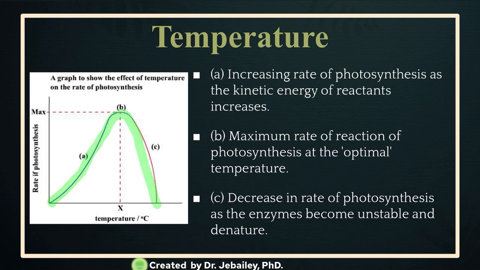So the rise is because there's more kinetic energy, right? There is more action, moving of the reactants. They're speeding up, they're bouncing into each other. So there is a lot of photosynthesis happening until it reaches the optimal temperature, right? After that, what happens? Enzymes become unstable, denature, that means they die. And that's why the rate of photosynthesis drops so quickly.